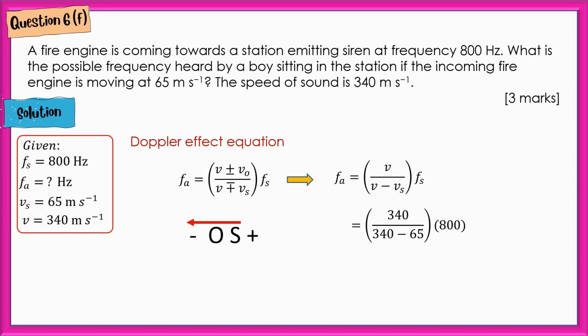And then substitute the values, where V, the speed of sound, is 340 and Vs is 65. The frequency of sound is 800 Hz. And you will get that the apparent frequency heard by that boy is 989 Hz.